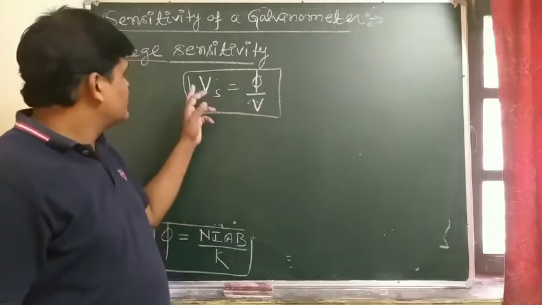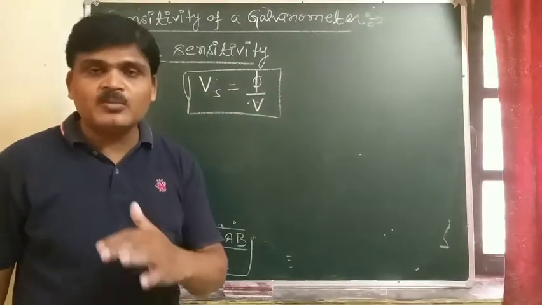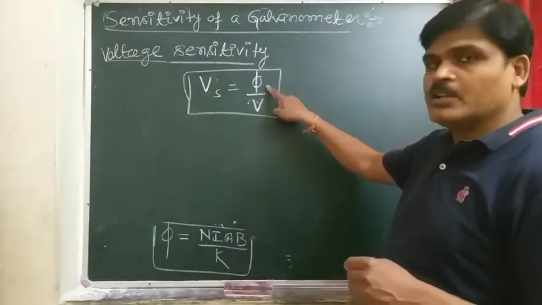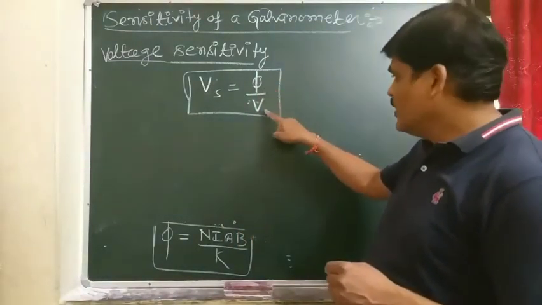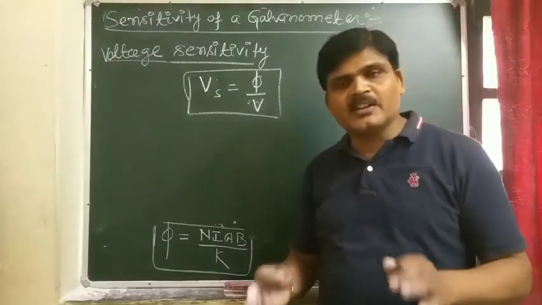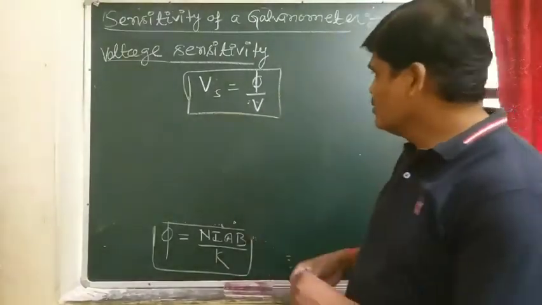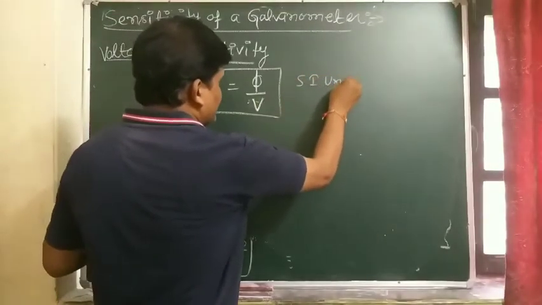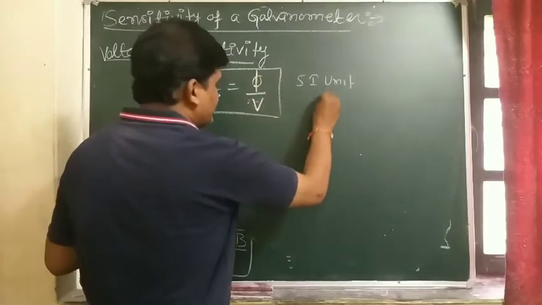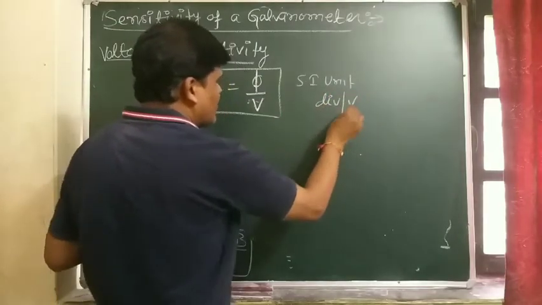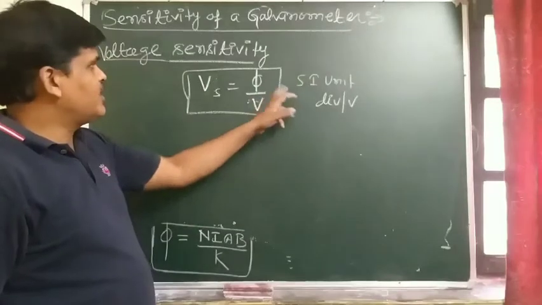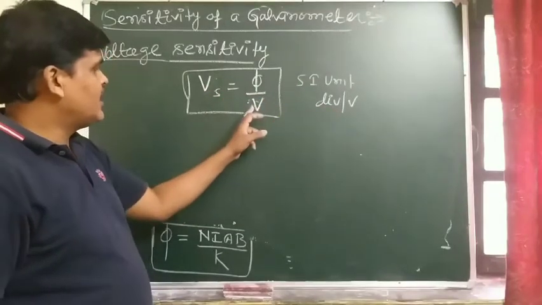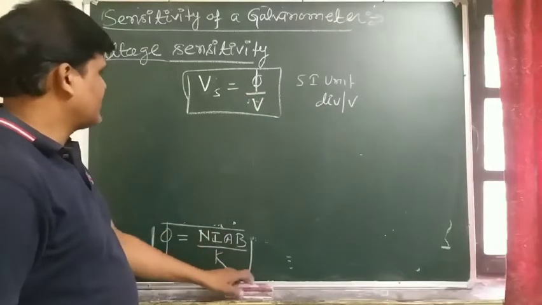Once again, voltage sensitivity of a galvanometer can be defined as the deflection produced in the galvanometer when a unit potential difference is applied across its ends, and its SI unit is division per volt. And in place of phi we can write NIAB.